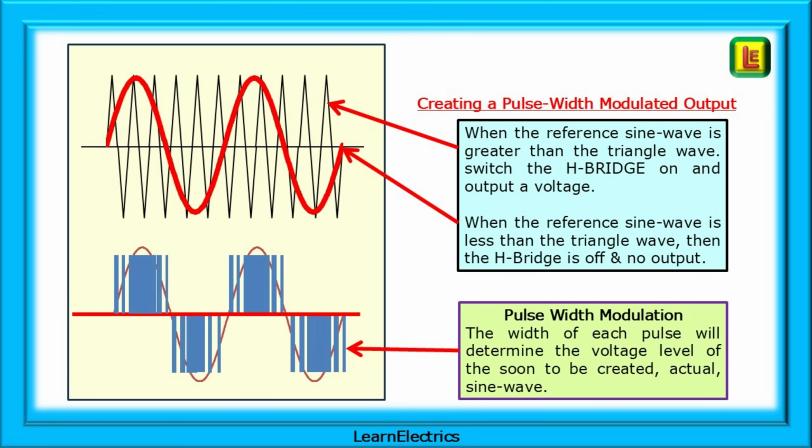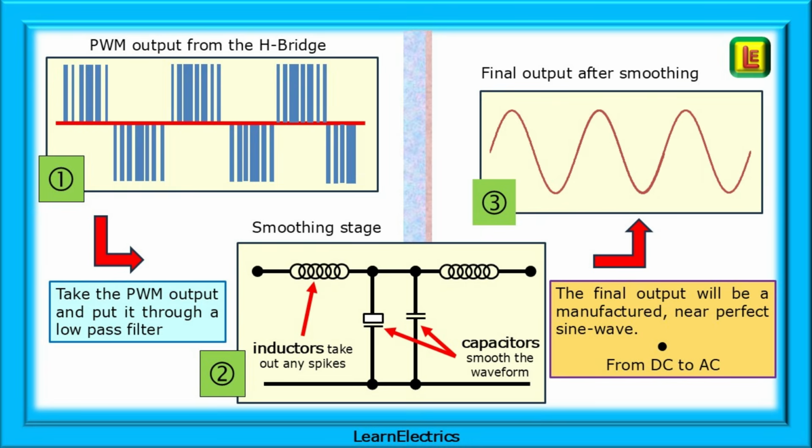The no pulse areas are where the sine wave is less than the triangle wave, so no voltage is allowed through. The narrower pulses are an indication of a lower amplitude of the reference sine wave, less voltage required, and the wide pulses are created when the sine wave is close to its maximum amplitude, so lots of volts needed. The width of each pulse will determine the voltage level of the soon-to-be-created actual sine wave. So we have the pulse width modulated output.